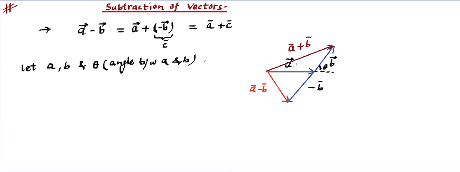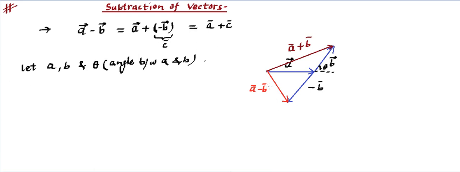Angle theta is between a and b, and if we are interested in minus b, this vector has to be created in the opposite direction, that means the arrow has to be downside. Then we will be adding this minus b with the vector a, so this will become a plus of minus b, that means a minus b. So in order to get the addition we will be using this, in order to get the subtraction we are going to use this.